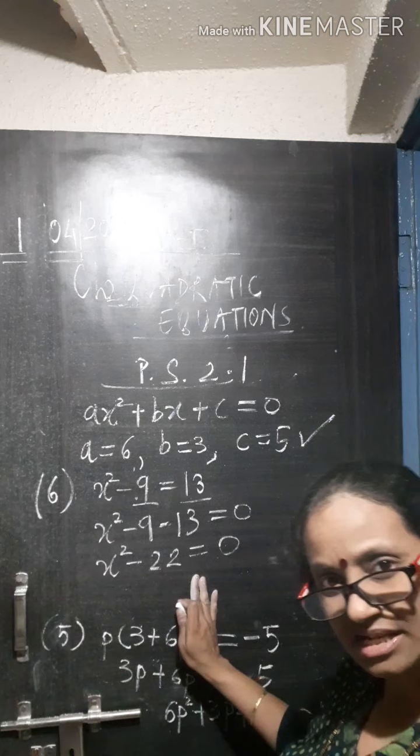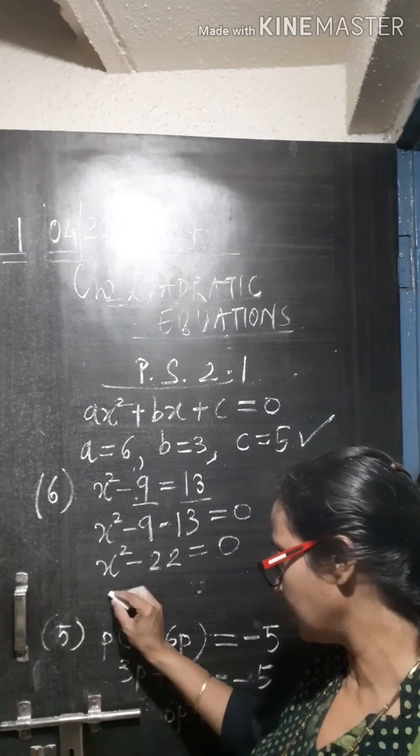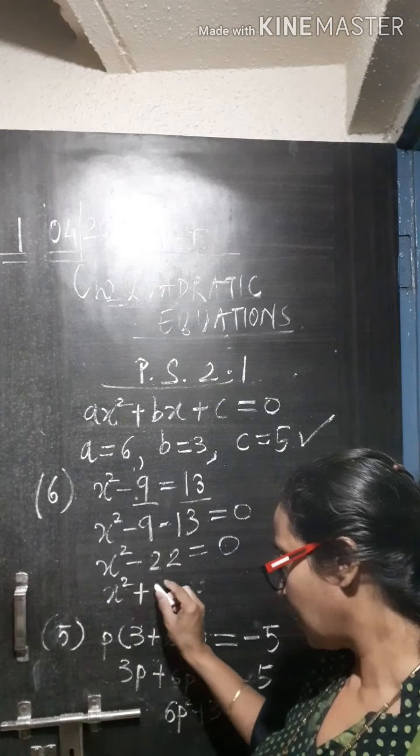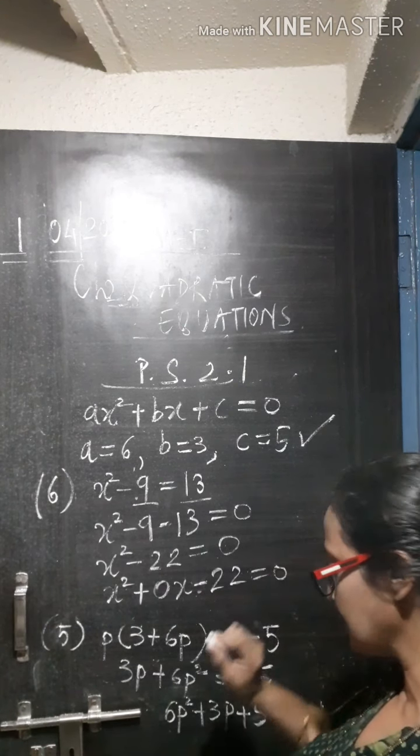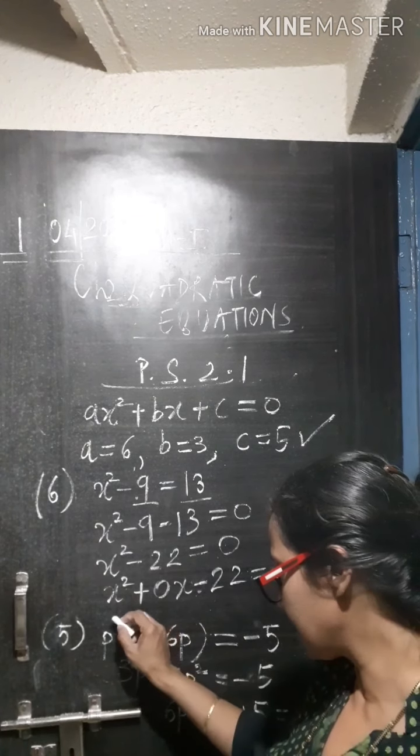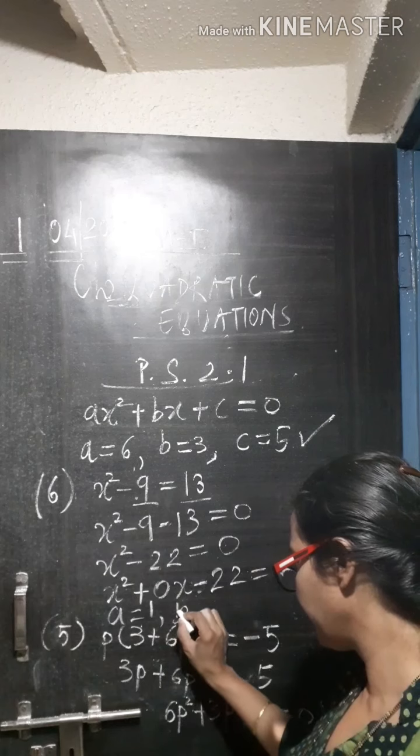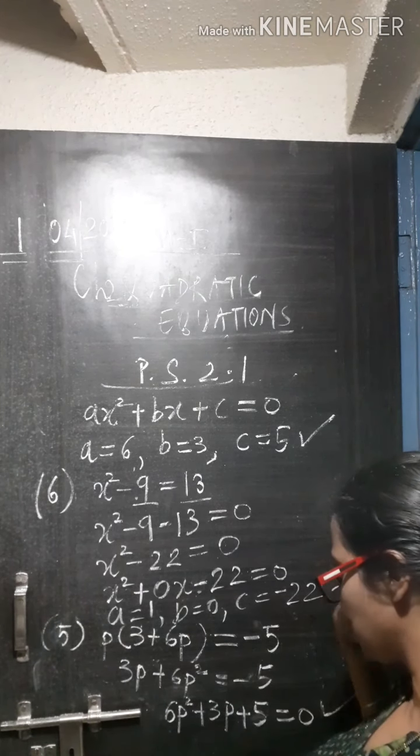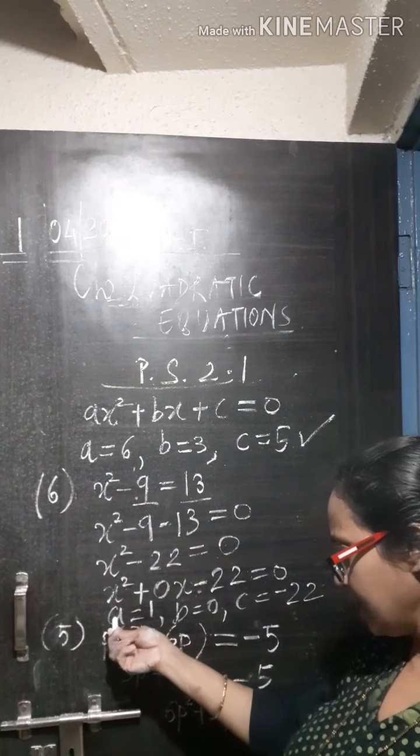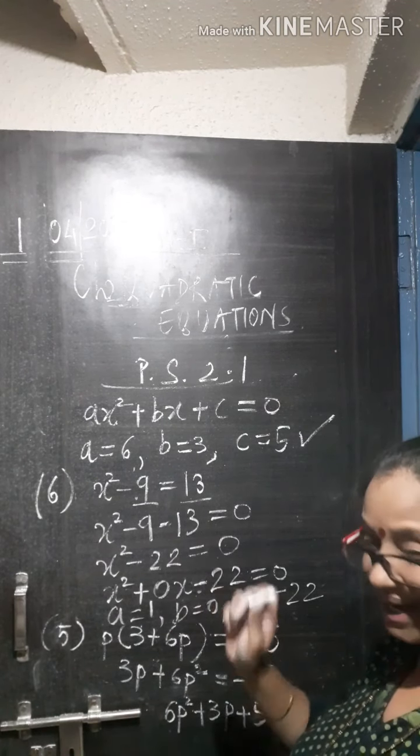So this is again the standard form. Yes, it's the standard form. If you want, you can write it in more standard form like this, and then compare with ax square plus bx plus c. What is the a value you will get? 1, b equal to 0, and c equal to minus 22. Am I right? A is equal to 1, B is equal to 0, C is equal to minus 22.